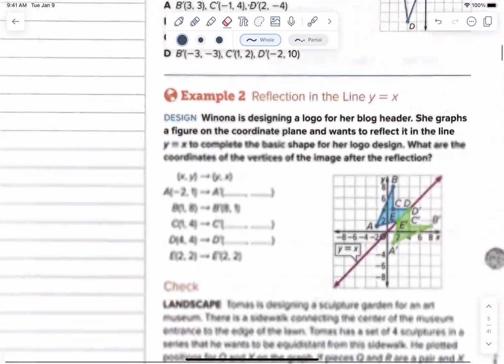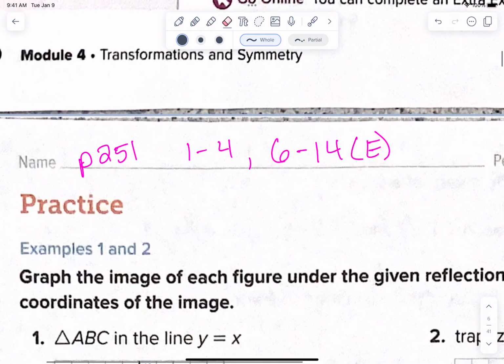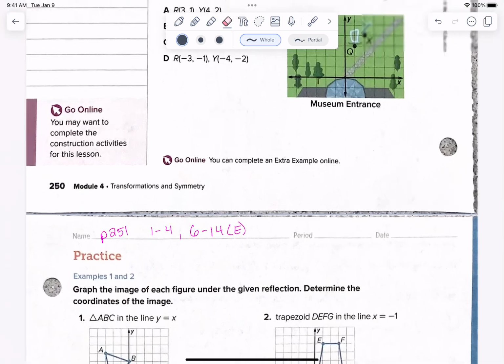Homework is these guys. 1 through 4 and 6 through 14 evens. Did you guys get this written down? Yeah. 1 through 4, 6 through 14 evens. It's not a whole lot of problems, but whatever.